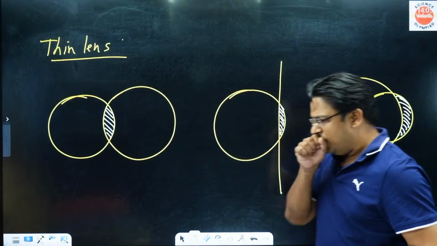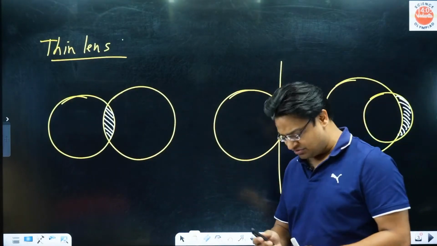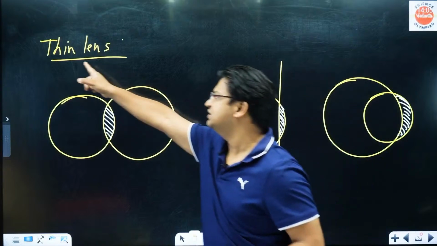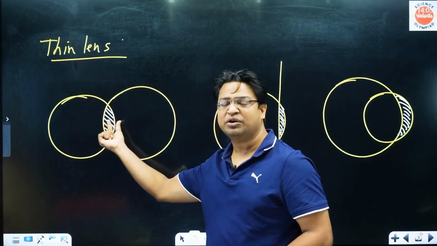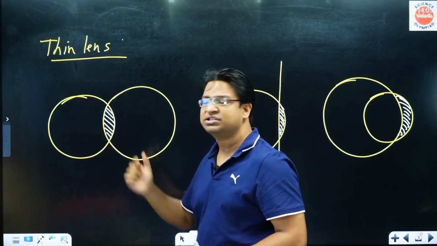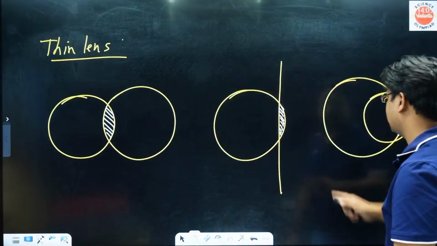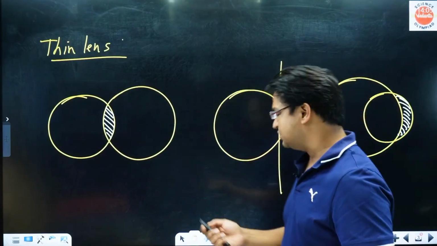I'll write their names in a short while, but these are three lenses. And when we say thin lens, what does that mean? It basically means that the thickness would not be too great. The two curved surfaces are very close to each other. The maximum thickness that you see in a lens is not too large, is what we mean.